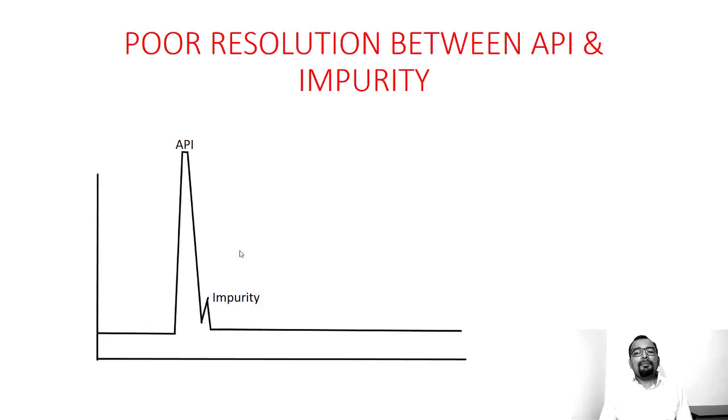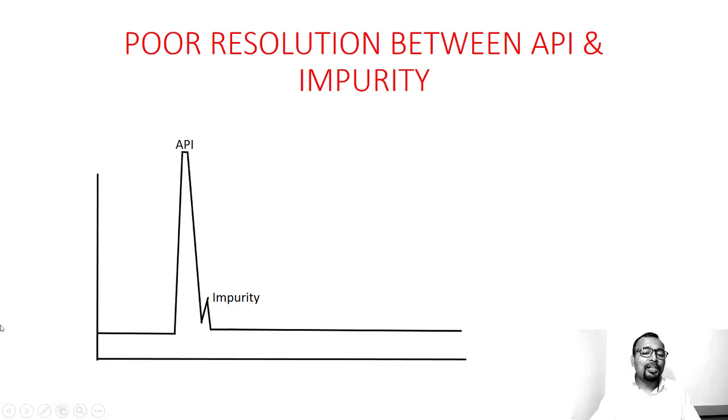Poor resolution between API and impurity. This is another important point I would like you to understand clearly. In case of related substances, you can have a scenario where there is poor resolution between API and the impurity because of the method's complexity, and you are not able to resolve them very well, but you will be able to resolve them, let us say, with a resolution of 1.2 or 1.5.